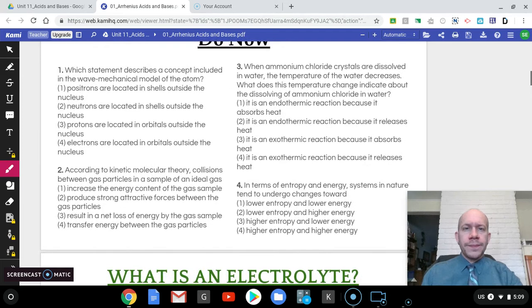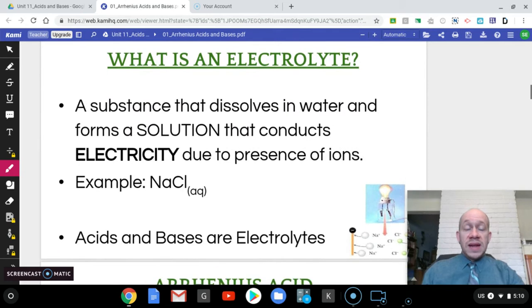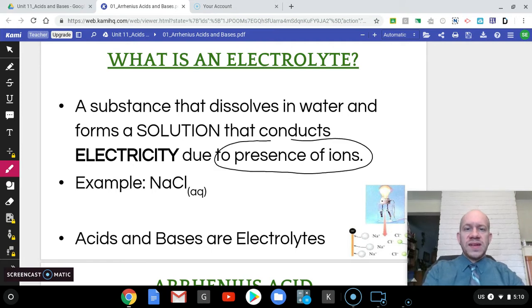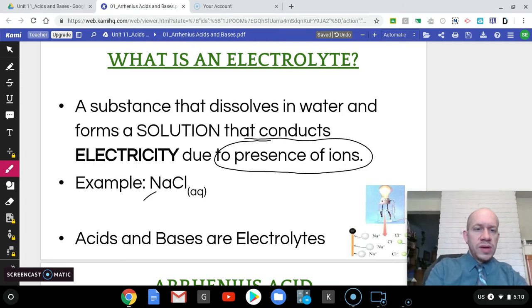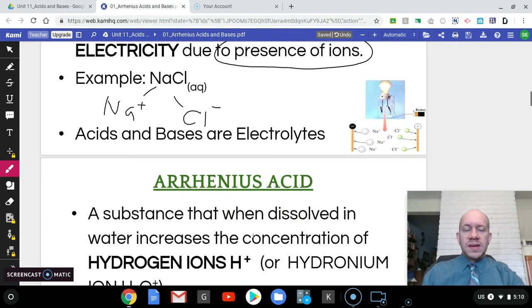Do now. So as a brief reminder, what is an electrolyte? An electrolyte is defined as a substance that dissolves in water and forms a solution that conducts electricity due to the presence of ions. For example, sodium chloride is an electrolyte because when I put sodium chloride in water, it dissolves into its ions, sodium ion and chloride ion. Acids and bases are also electrolytes.